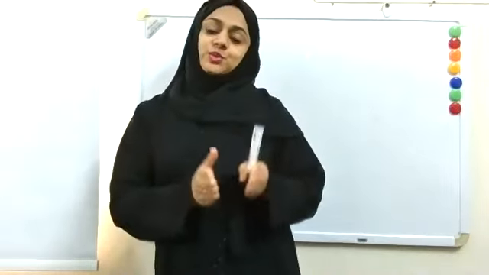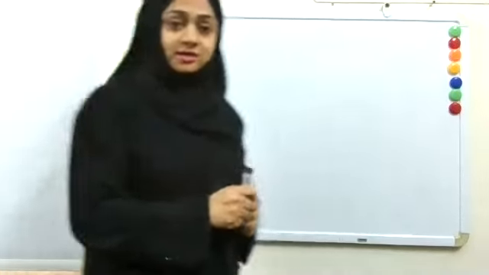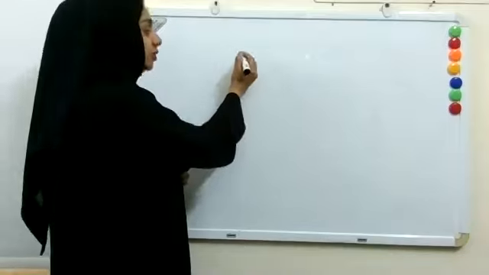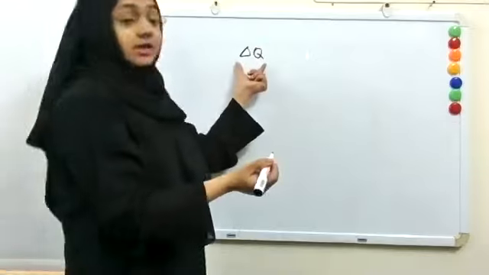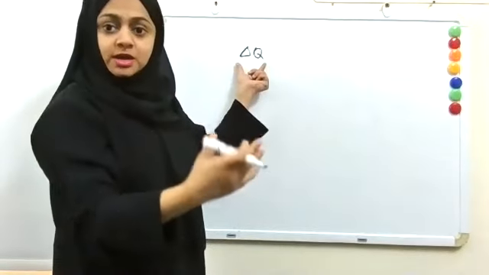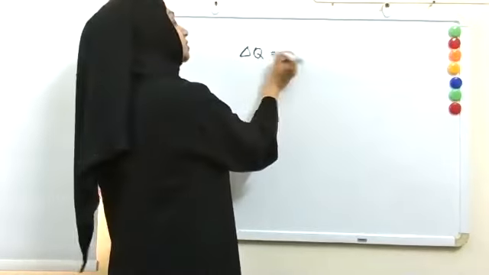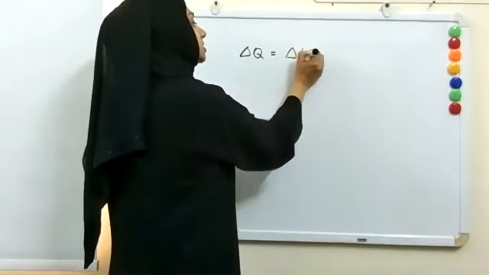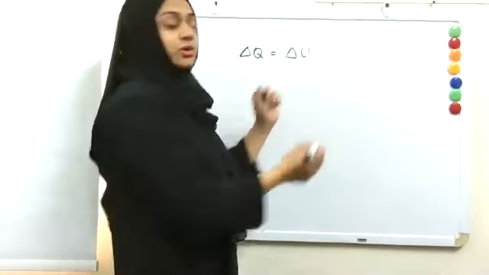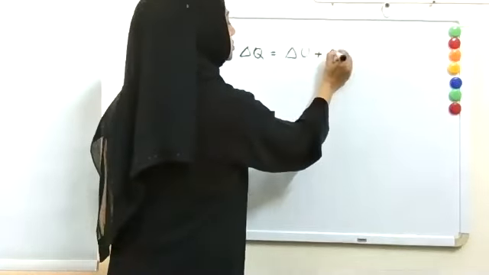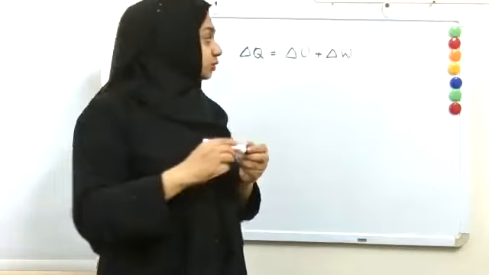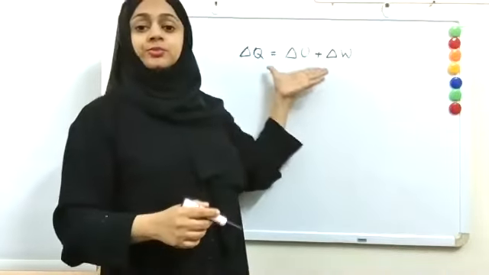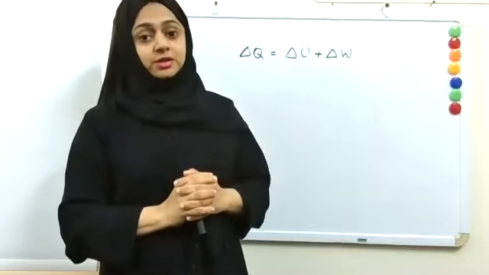In the last class, we were discussing the first law of thermodynamics, and we saw that according to the first law, if we give some amount of heat, delta Q, to a system, a part of it gets converted to its internal energy, that is delta U, and a part is used to do work on the surrounding. So the system will do work on the surrounding.